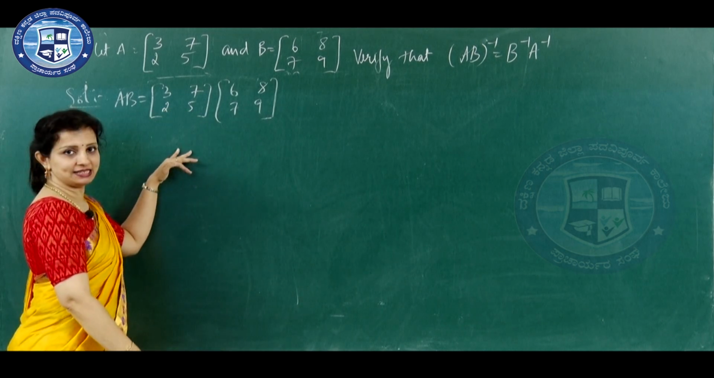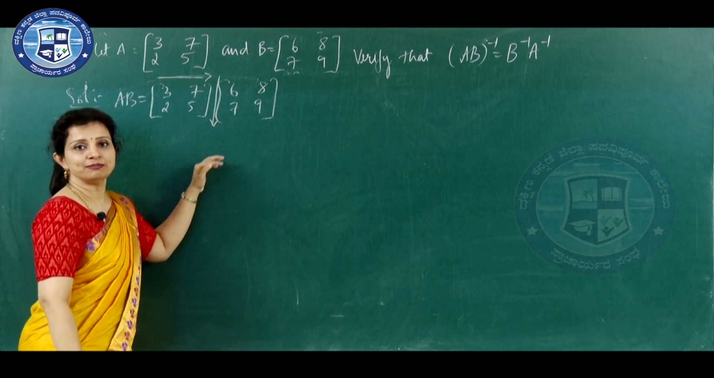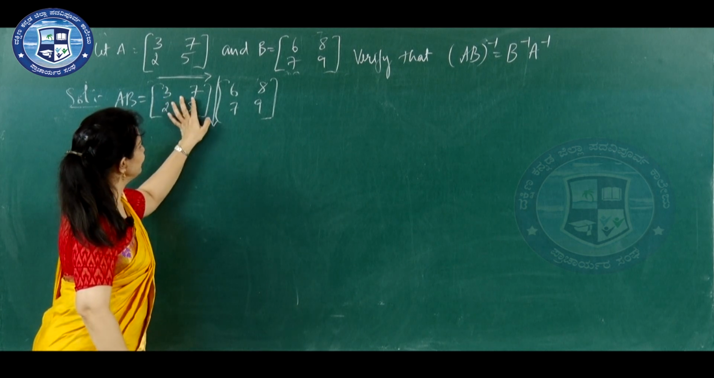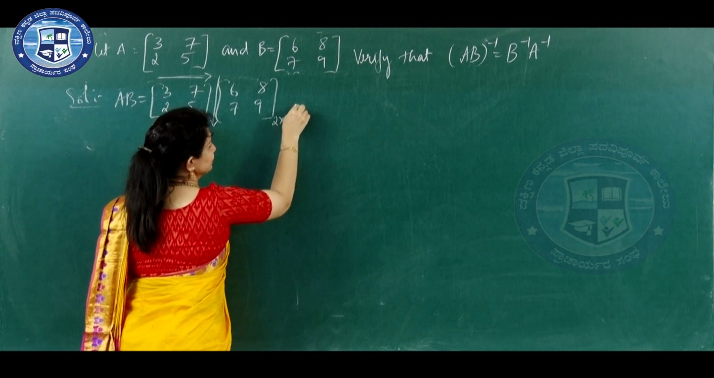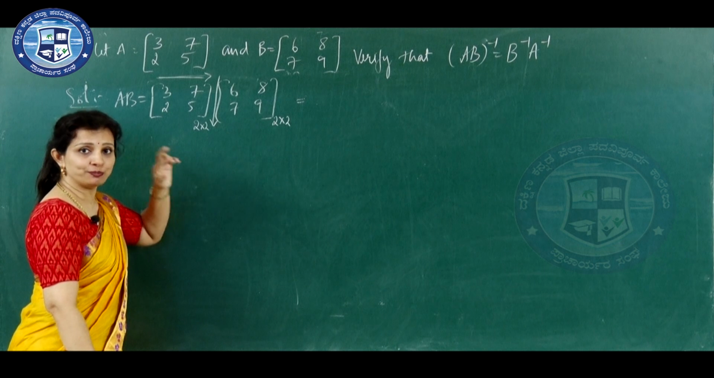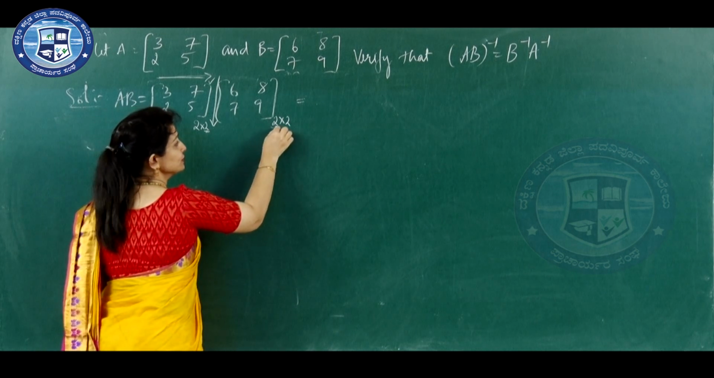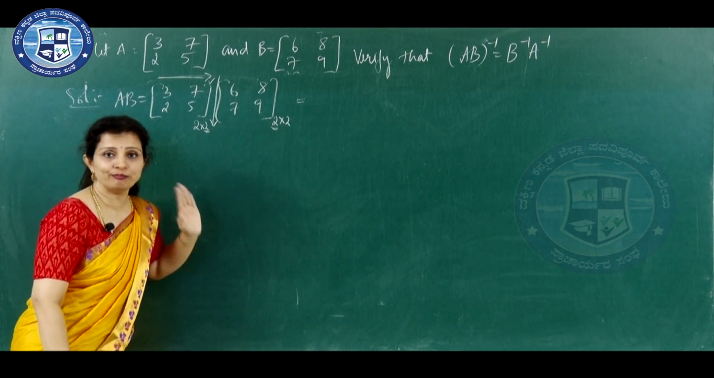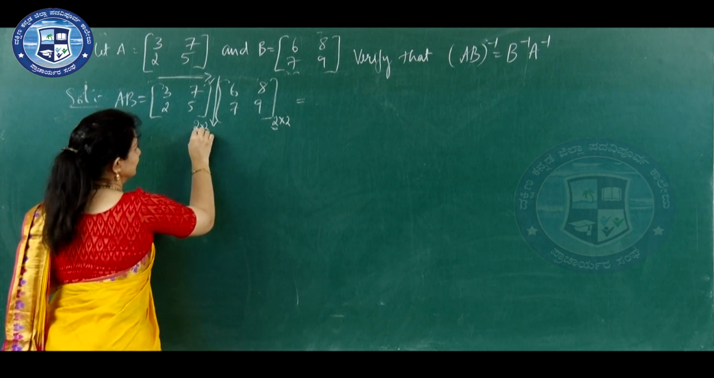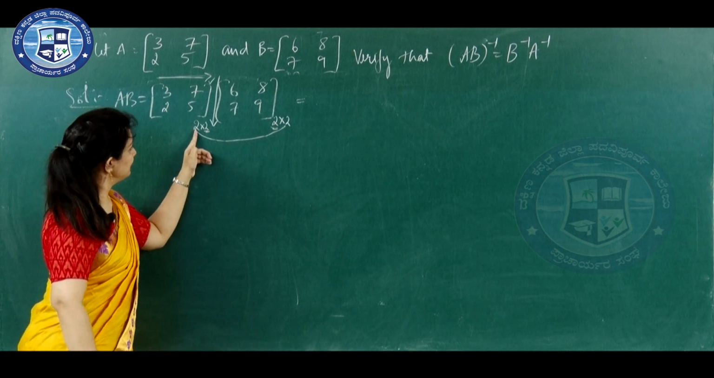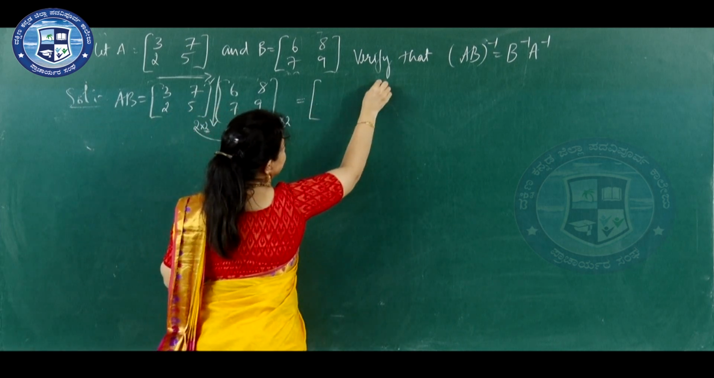How to multiply the two matrices? The rows are multiplied by the corresponding elements of the columns. Here the order of the first matrix is 2 cross 2, and the second is also 2 cross 2. Matrix multiplication is possible when the number of columns of the first matrix is equal to the number of rows of the second matrix. Here both are 2, so multiplication is possible. The resultant matrix has the number of rows of the first, 2, and the number of columns of the second, 2. So, the resultant matrix is of order 2 cross 2.